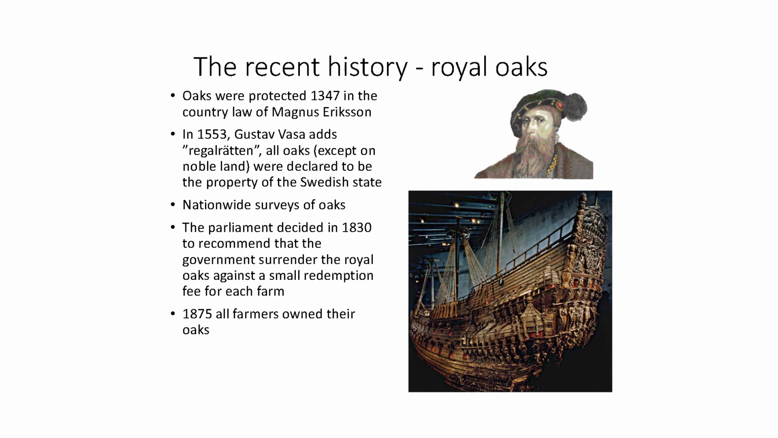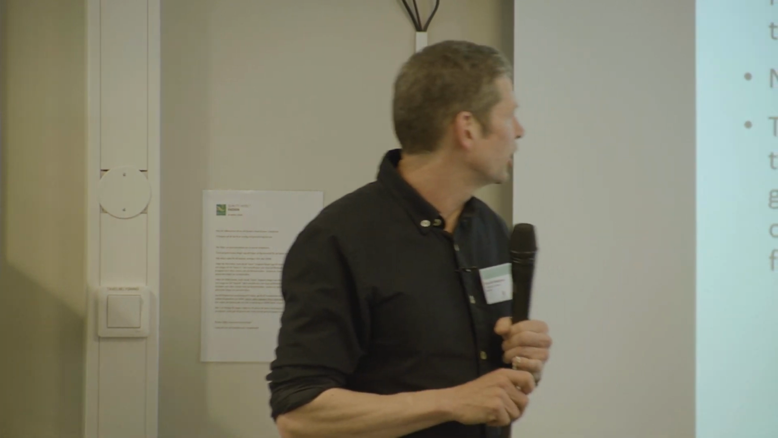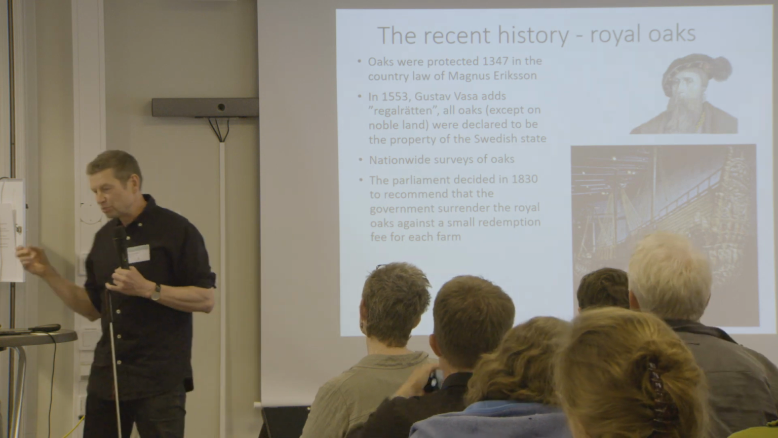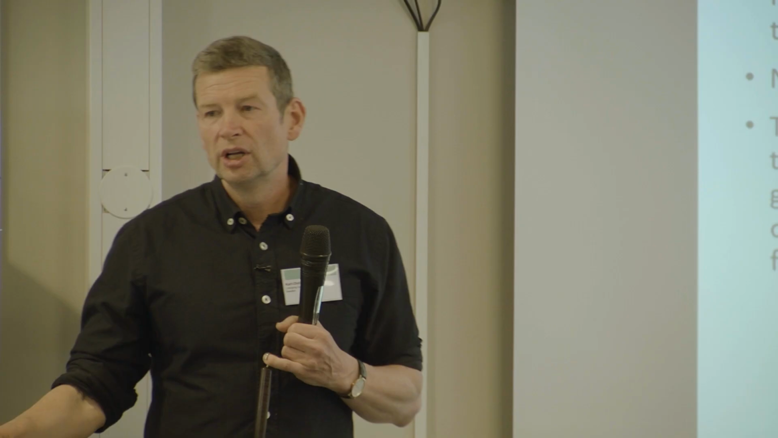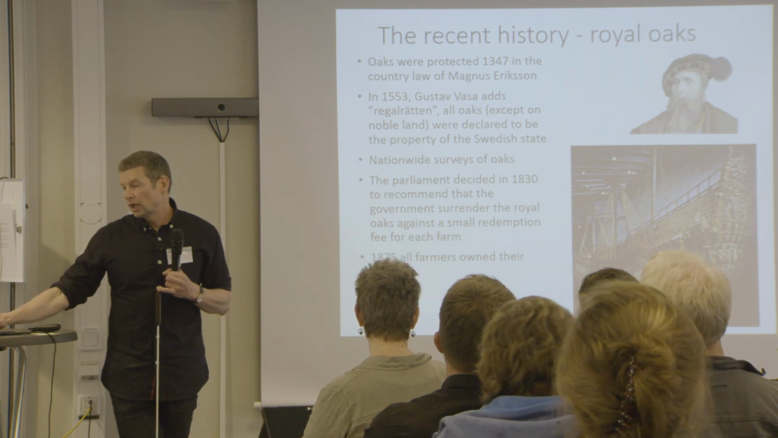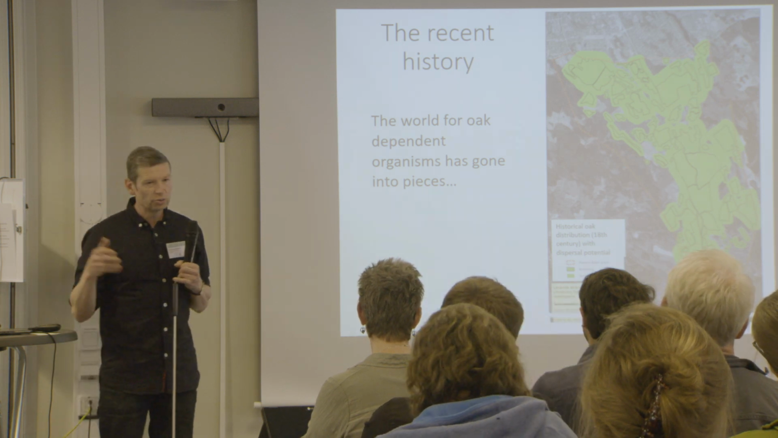There was nationwide surveying of oaks already done. And then the parliament decided in 1830 to recommend that the government should surrender the royal oaks against a small redemption fee for each farm. And then the cutting started. By 1875, all farmers owned their old oaks. And that results in the recent history looking like this.